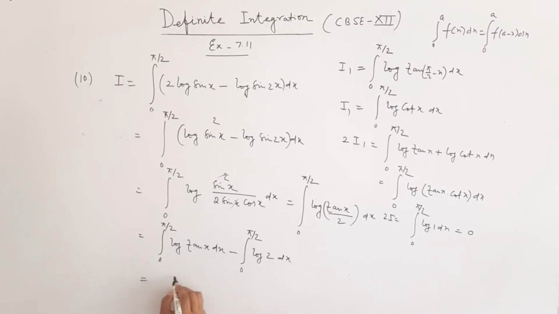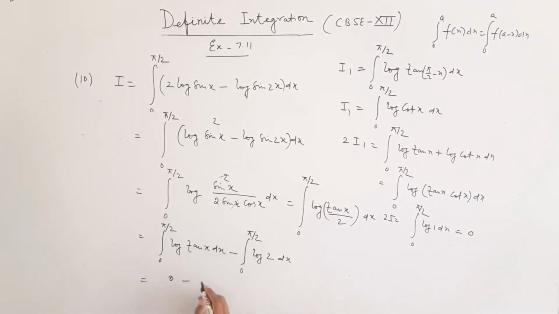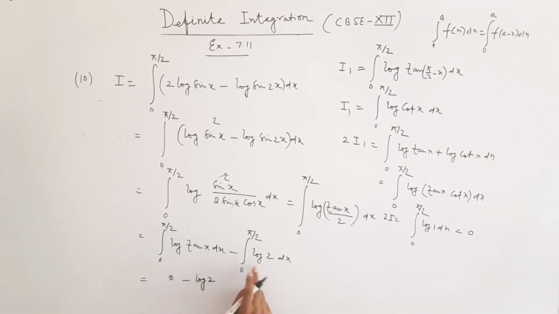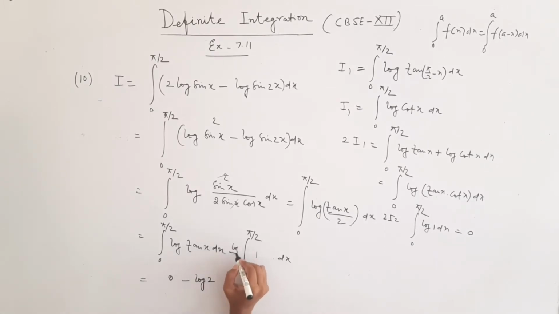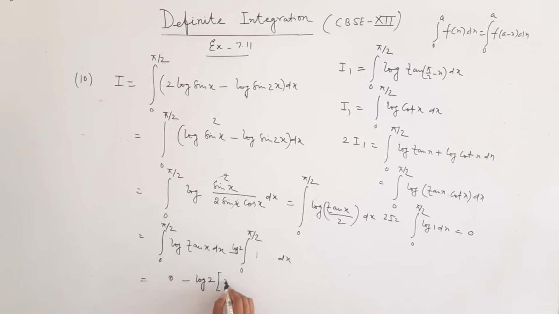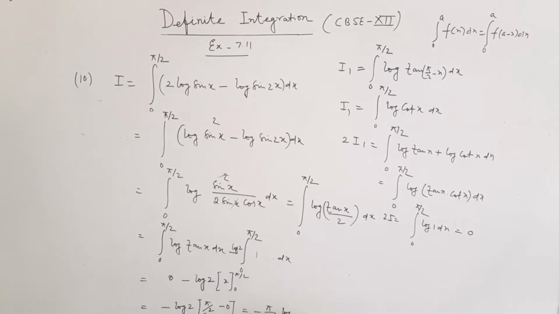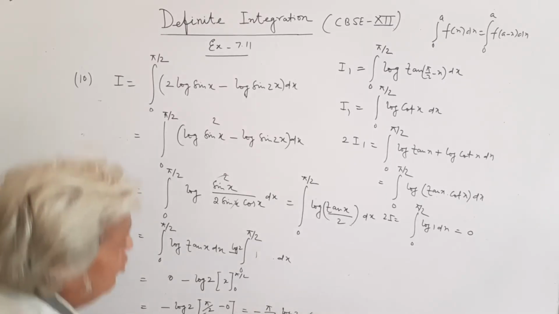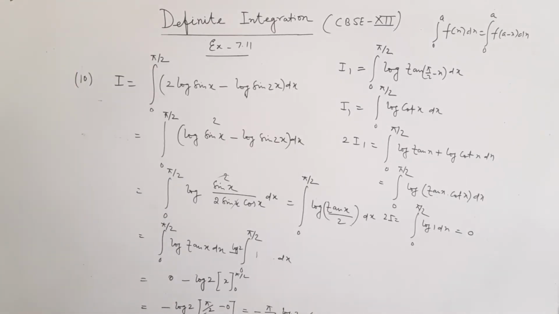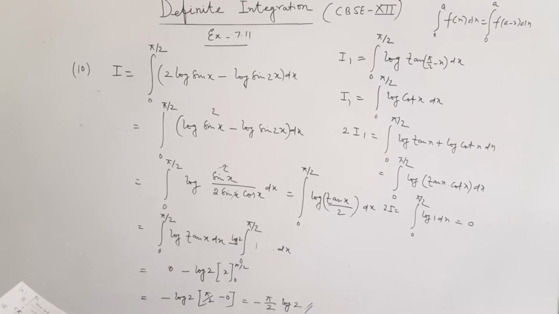So now I write 0 here, and then minus, I integrate this, take log 2 outside, then you get integration of 1. I write log 2 here. So integration of 1 will be x. Now put the value 0 to pi by 2. This is gone. So here we have minus log 2, and at the place of x first you write pi over 2 minus 0. So this becomes minus pi over 2 log 2. So this is how this question can be solved. Its answer is minus pi by 2 log 2.